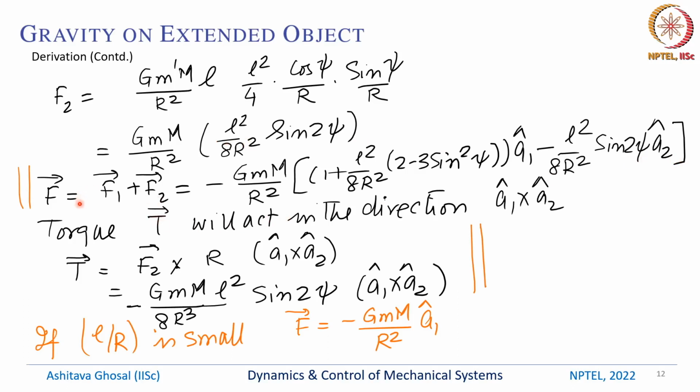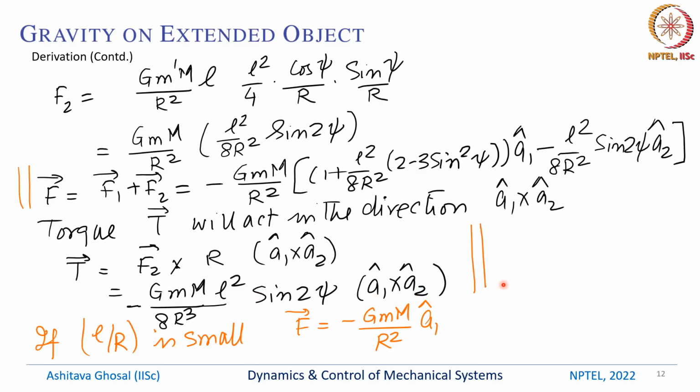So the force which is acting on this object, it is along the radial direction and also perpendicular to the radial direction. We can also now find the torque which is acting perpendicular to A1 and A2. Okay, it will be along a direction A1 cross A2. So what is the torque? It is F2 cross R along A1, A2, and this again we can simplify and show that this is minus GMM L square by 8R cube into sine 2 psi into A1 cross A2. Okay, and does it make sense?